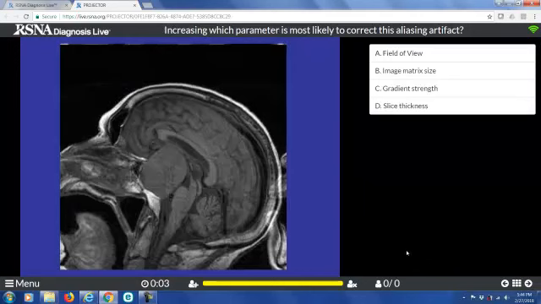Increasing which parameter is most likely to correct this aliasing artifact? Field of view, matrix size, gradient strength, or slice thickness? Let me explain why I know that it's an aliasing artifact. The magnetic field at the nose happens to be high. Because it's high, the Larmor frequency is big, it's a high frequency. If you sample it inadequately, you think you have a low frequency and put it where the magnetic field is low. So this is the phase-encoding gradient direction, this is the high magnetic field, this is the low.